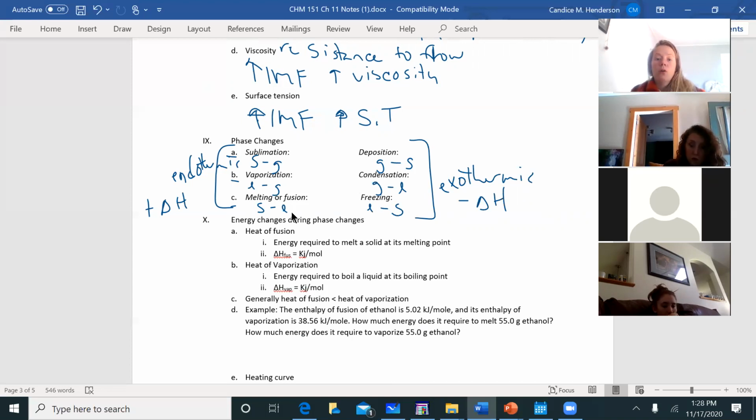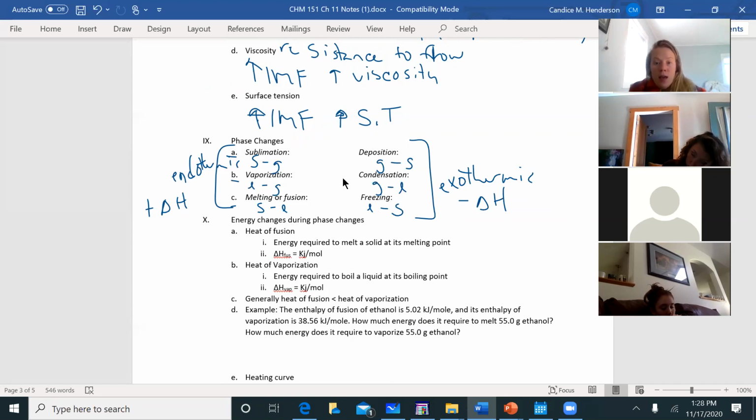So anytime we go through a phase change, we have to either add energy or we have to remove energy. If we're trying to move up in our phases from solid all the way up to gas, we have to put energy into the system. If we're going from a gas and dropping down in our phases towards a solid, we are going to need to release energy to create those bonds.